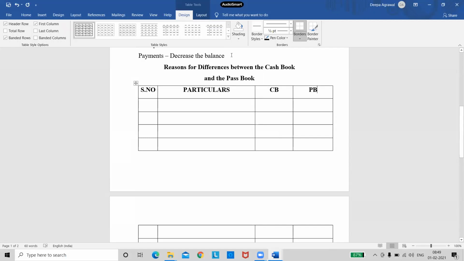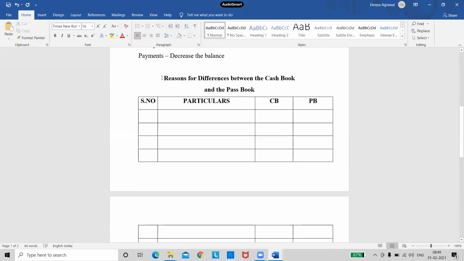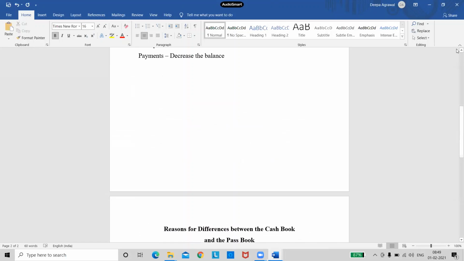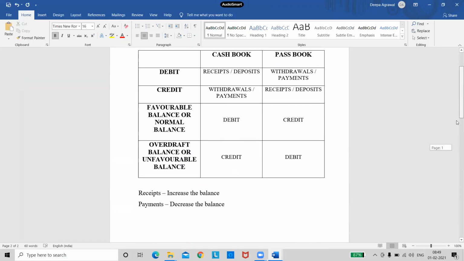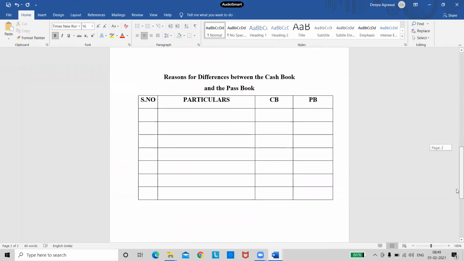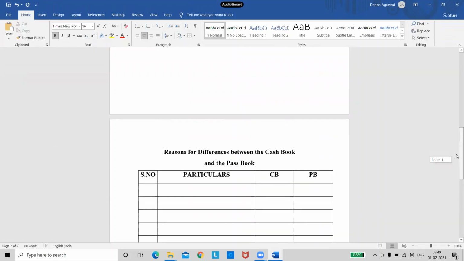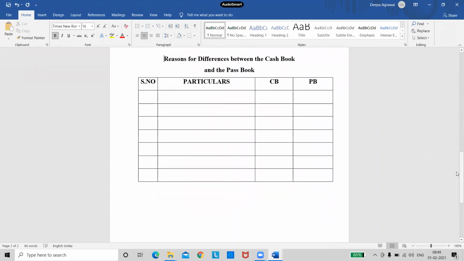Yes, so this is our table now. Ma'am, are the last 2 columns just for amounts? Not for amounts actually. Just put it as small columns, they are sufficient for that. I'll tell you what it is for. We are just writing the reasons here. So quickly draw this table so that we can start. Reasons for differences between the cash book and the passbook. Now we'll try to understand why there is a difference between our cash book balance and the passbook balance.